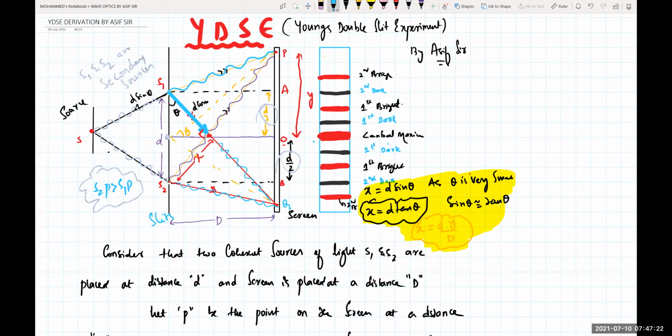Like this, an infinite number of waves come from S1 and meet on the screen. So we get alternately bright and dark, bright and dark fringes. You know we have already drawn the diagram for this: the center will always be the central maxima. Then above we get the first bright, and below also the first bright. Between the central maxima and the first bright, there is a first dark. Is the experimental setup clear?